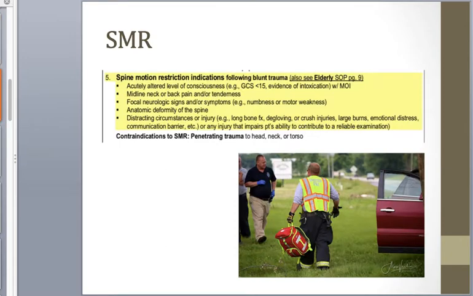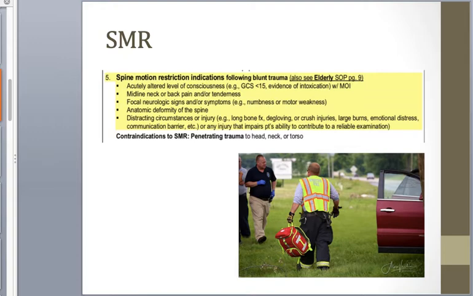SMR, and the slide before this, it mentions spinal restriction or spinal motion restriction, so I just want to cover that real quick. These are things that are more likely to get backboarded. Acutely altered level of consciousness under 15 without evidence or even with evidence of intoxication and a mechanism of injury.